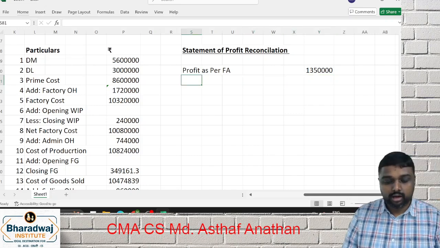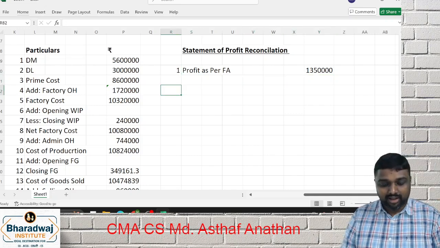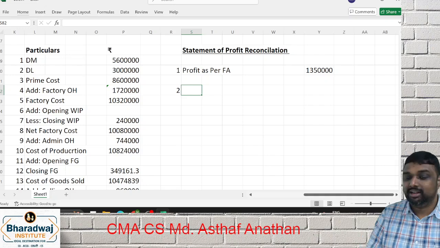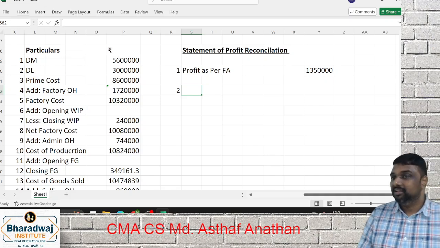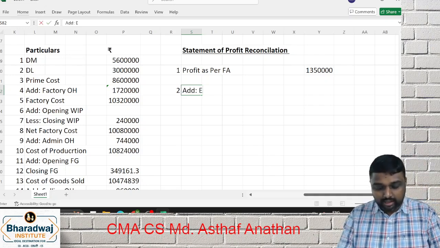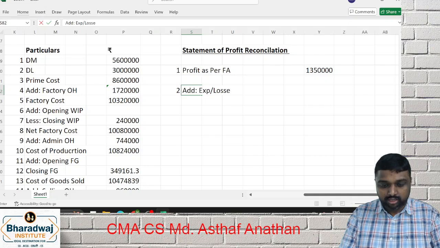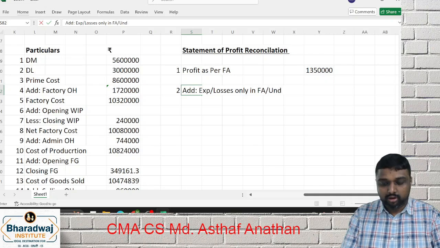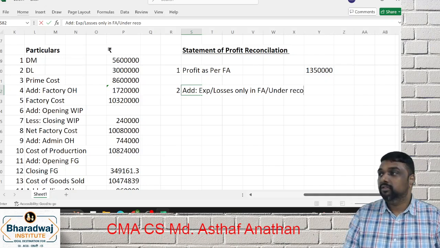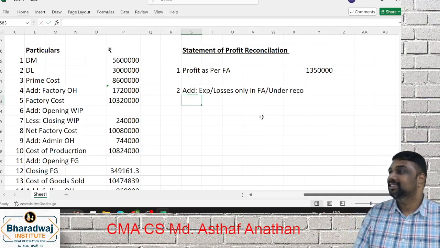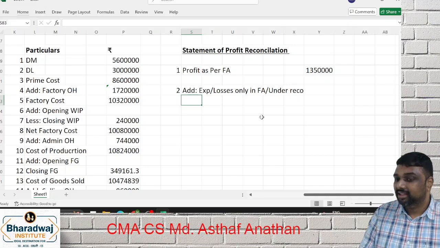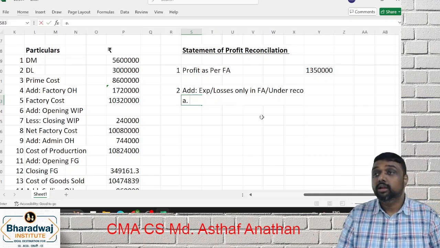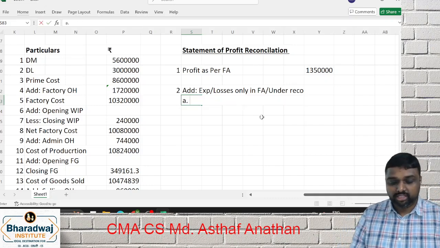Now you have to do what? You have to go for the point. Tell my dear friends, what is the heading you have written? Profit as per financial accounts, add expenses or losses only in financial accounts, and also under recovery. Yes or no, friends? Shall we start? Yes. Tell me the first item. The expense or loss only in financial accounts.